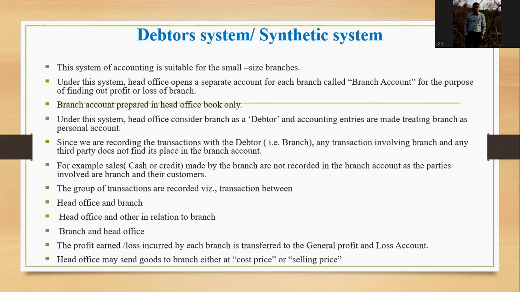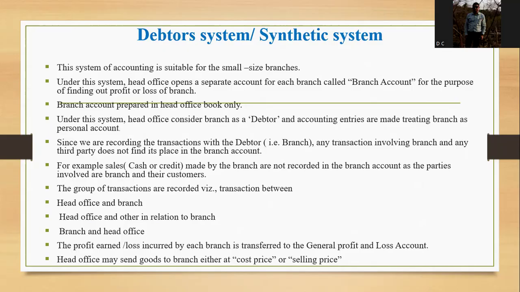Any transactions involving the branch and any third party do not find a place in the branch account. Only the transactions between the head office and the branch come under the debtor system. No third party transactions will come under the branch account under this system. Third party transactions may be cash sales, or credit sales where a third party is involved. Cash sales or credit sales made by the branch are not recorded in the branch account under the debtor system, because the parties involved are the branch and their customers, and customers are the third party. If head office is the first party, branch is the second party, the third party is the customers. So cash sales or credit sales are not recorded in the branch accounts.